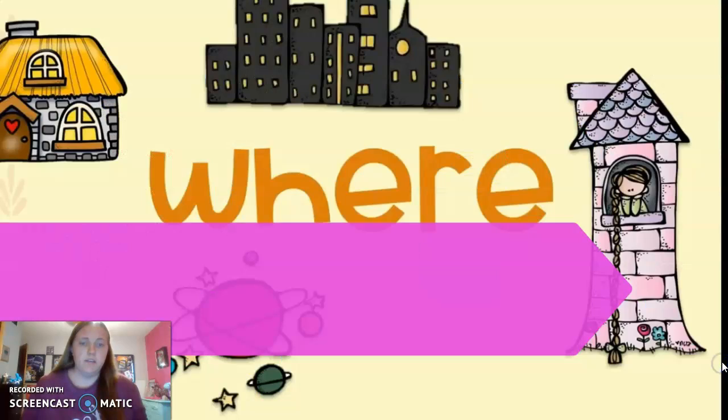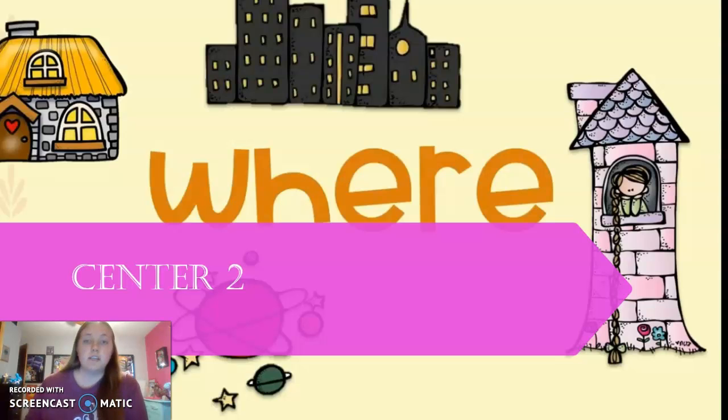So then the next center would include the setting. Basically, they're each going to get a poster board, and I'm going to have them draw the setting of the story. It'll be a cool, fun thing. Again, they can use their imaginations.